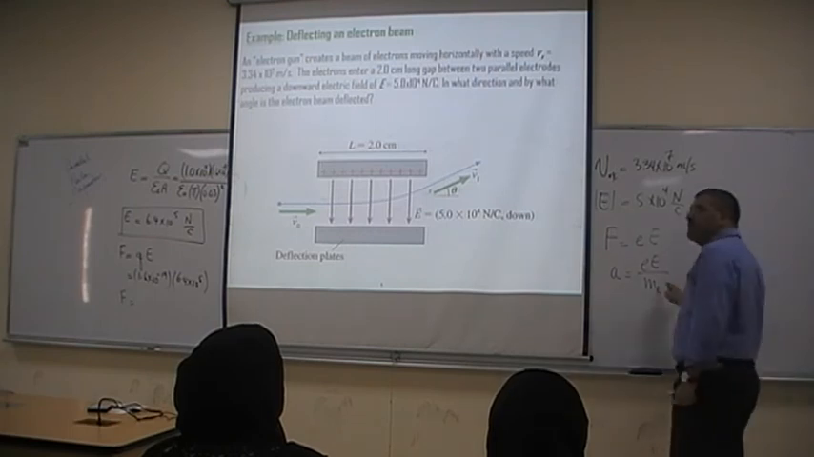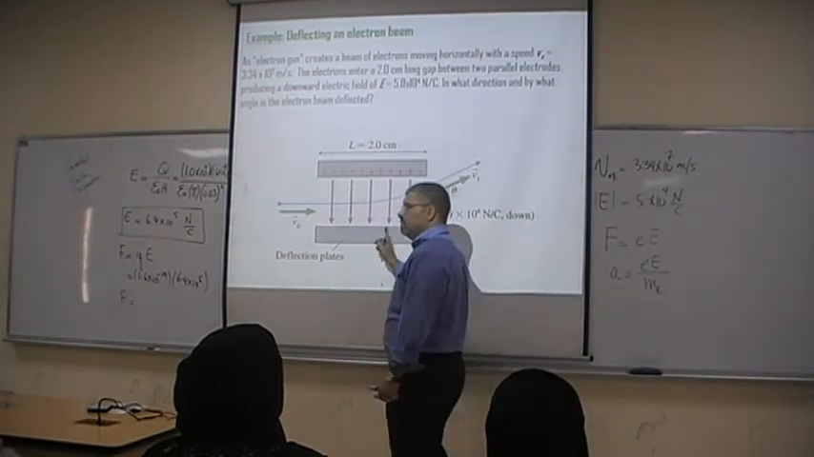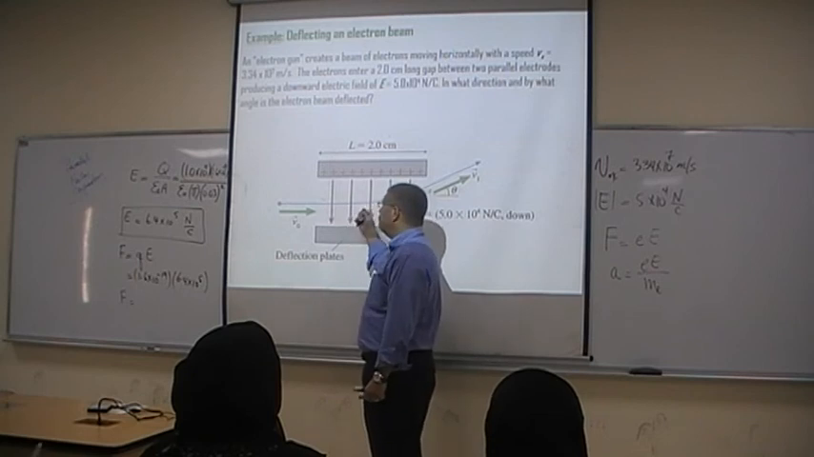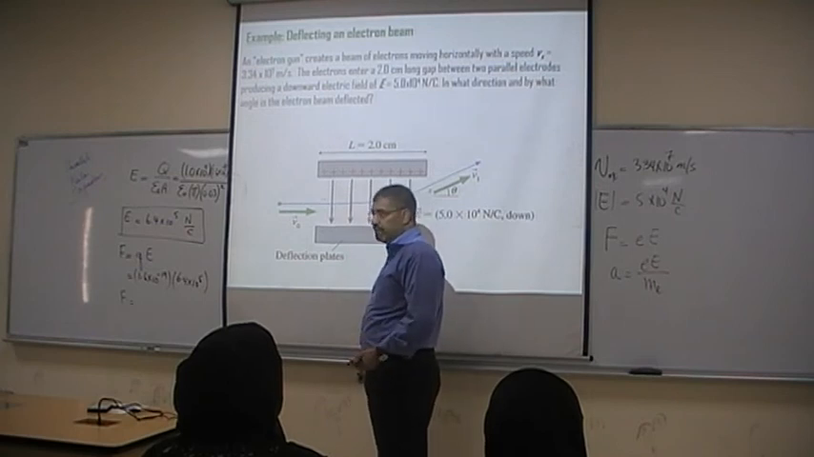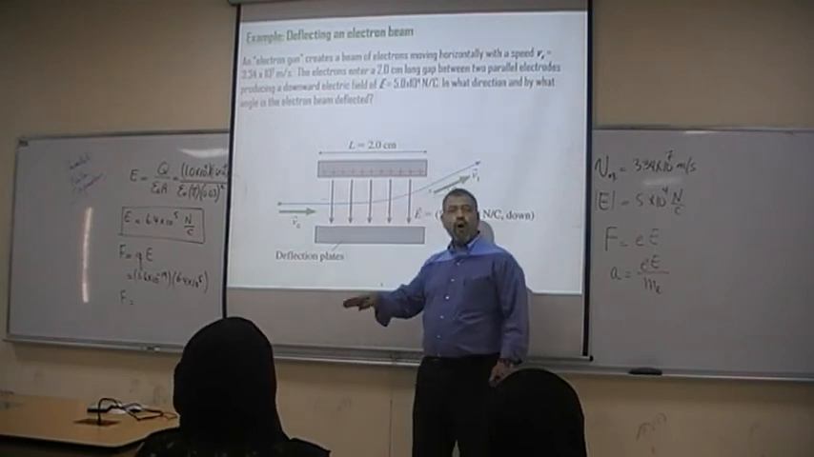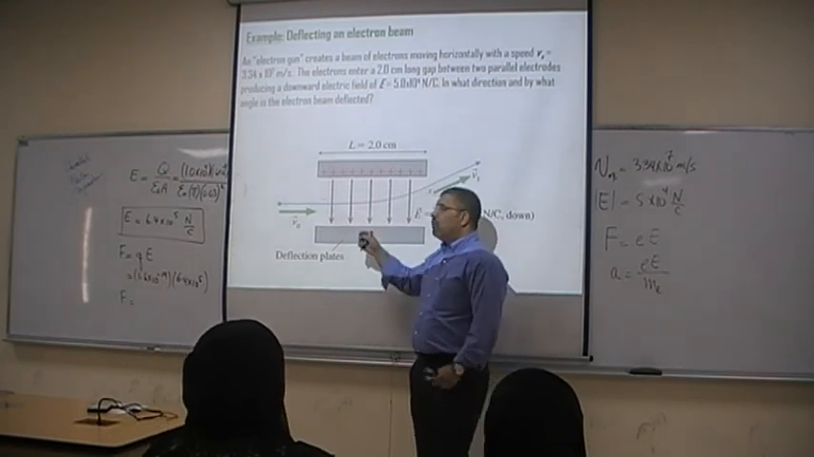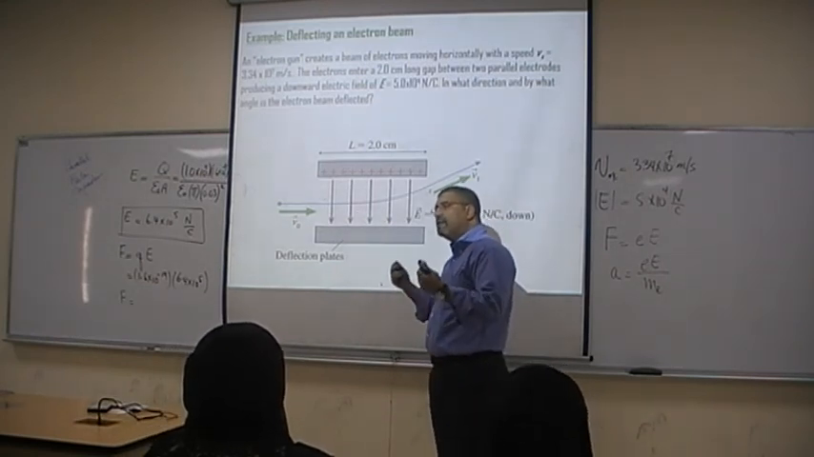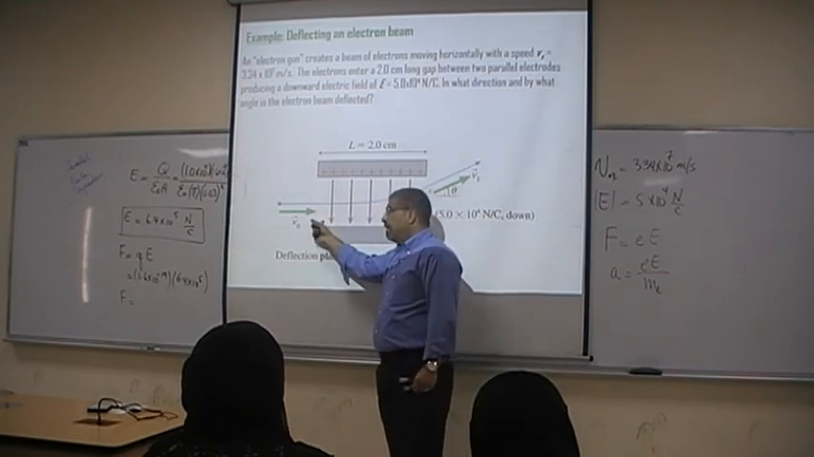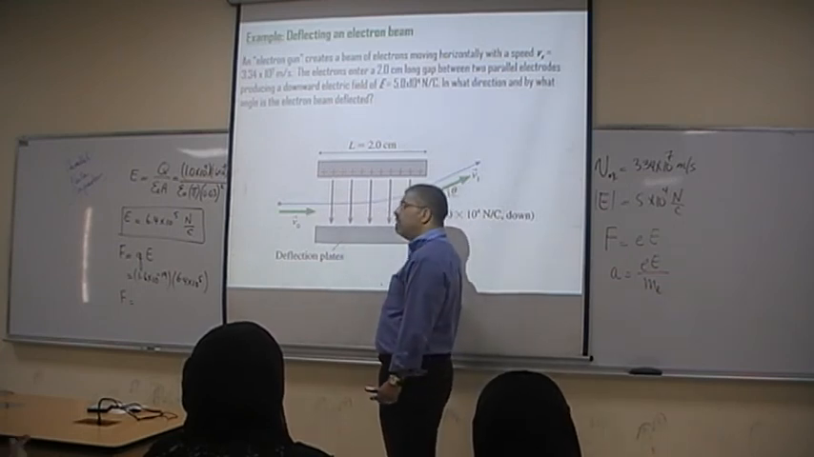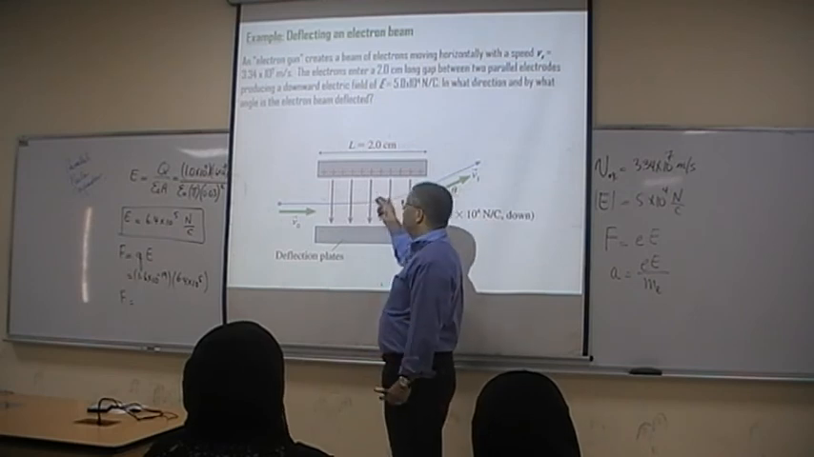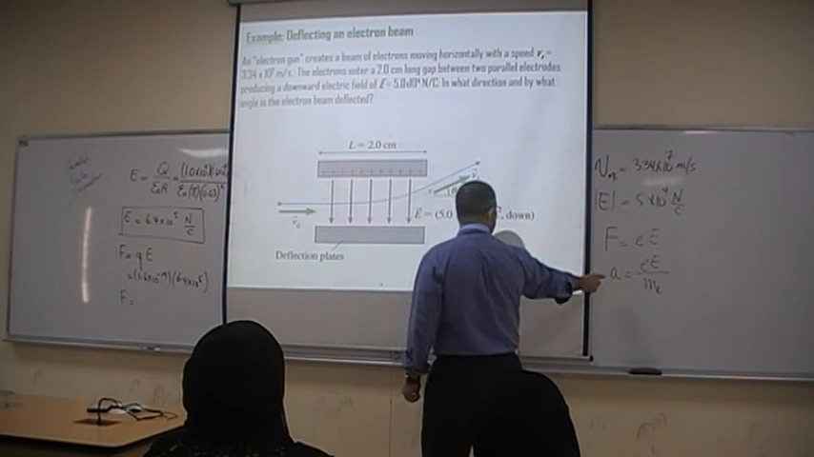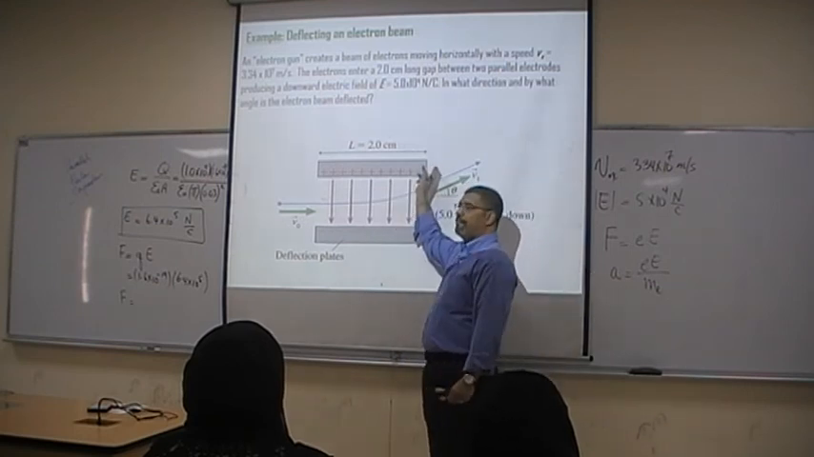In this case, what is the direction of the acceleration? Up, which is opposite to the direction of the electric field. Why? Because this is an electron, a negative charge. We said negative charges move opposite to the field. So what do you have? You have a projectile going into an electric field, and it's being acted upon by this acceleration which is upwards. That's why it's going up.